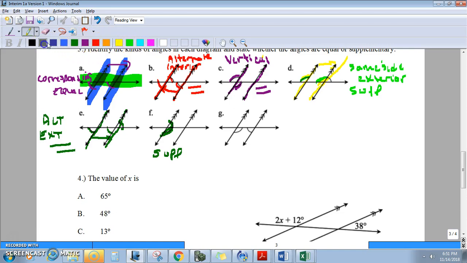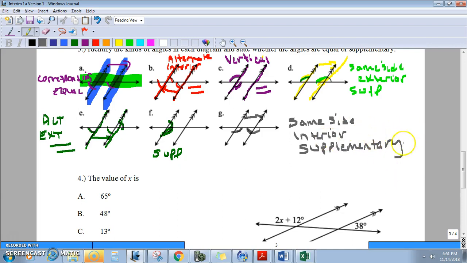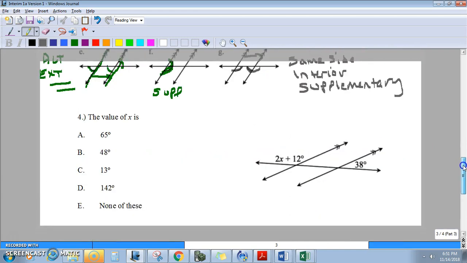And then this last one, let's change up our color again. I keep going for the same colors. Why don't we just do gray? Okay, this time they are on the same side of the transversal, and they are on the interior. So they are, you guessed it, same side interior. And if I shifted this over here, this angle would be here, making that half circle, which means they are supplementary.